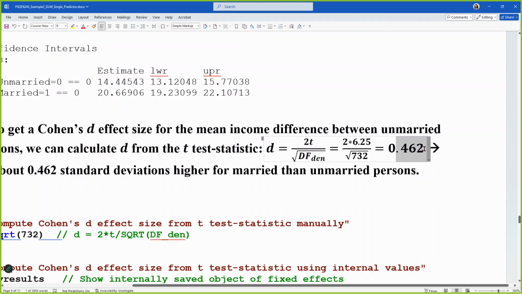And that's my D. So another way of talking about this is that yes, people who are married have significantly higher income by $6,000. The standardized mean difference for that is 0.46. So married people are about a half a standard deviation higher in income than unmarried people. That's an effect size that would go with that.